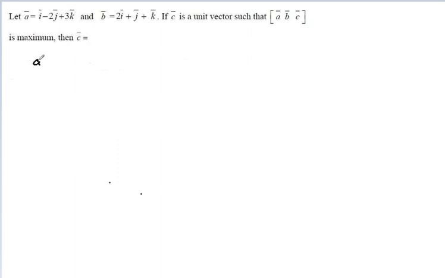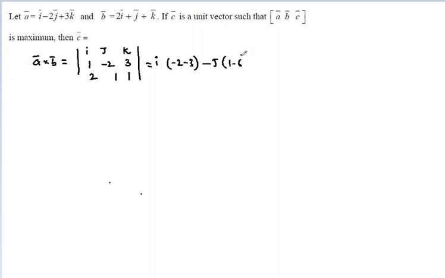Now first we find A cross B. That is the determinant of i, j, k; 1, minus 2, 3; 2, 1, 1. That is equal to i into (minus 2 minus 3), minus j into (1 minus 6), plus k into (1 plus 4), that is equal to minus 5i plus 5j plus 5k.